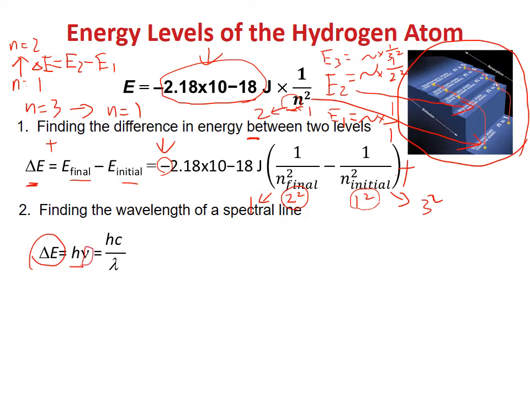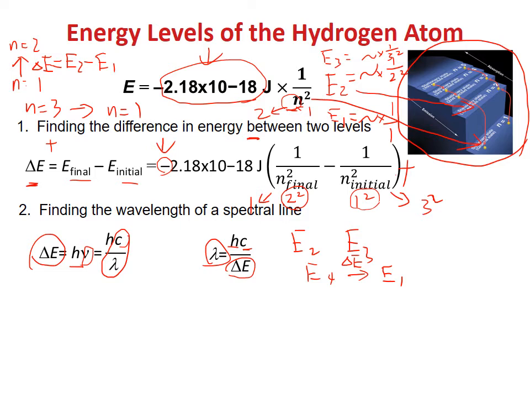And frequency is calculated by speed of light divided by wavelength. And therefore, wavelength can be calculated by Planck constant times speed of light divided by delta E. Delta E is the energy difference, for example, from E2 to E3, or E3 to E4, or E4 to E1. So you just calculate this difference, and you can calculate the wavelength. So that's application 2.